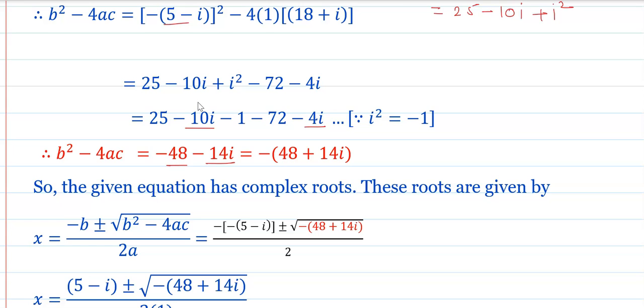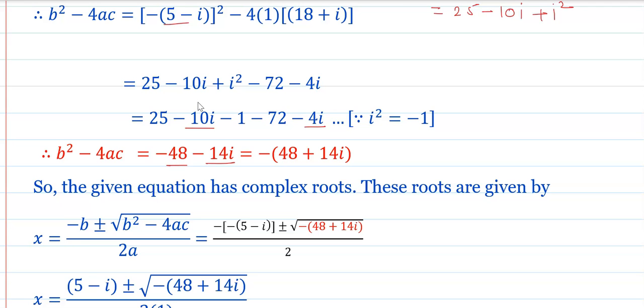Therefore, the roots are complex roots. The roots of the given equation are complex. The roots are given by the formula x equals minus b plus or minus the square root of b square minus 4ac upon 2a, which is minus (5 minus i) ... plus or minus the square root of minus (48 plus 49).